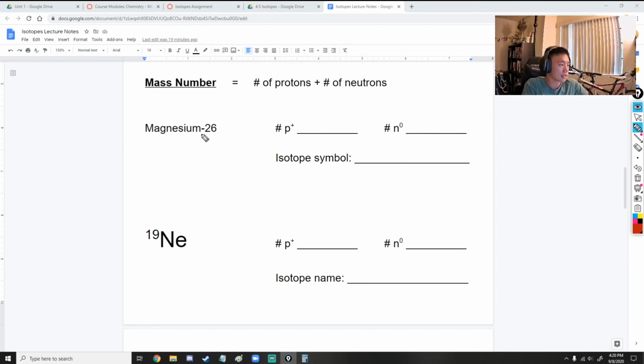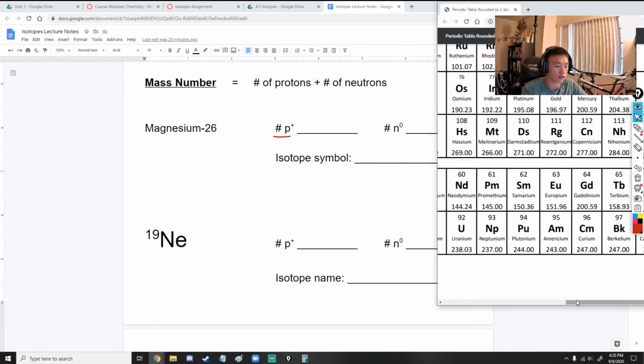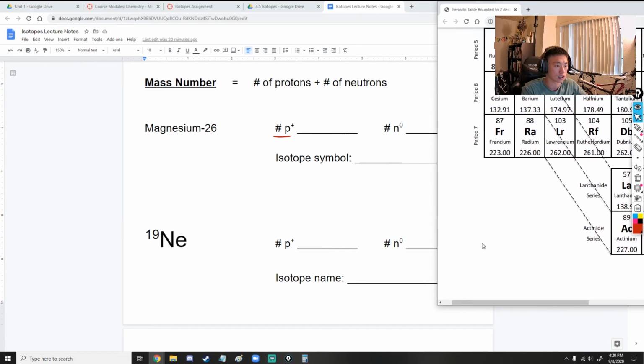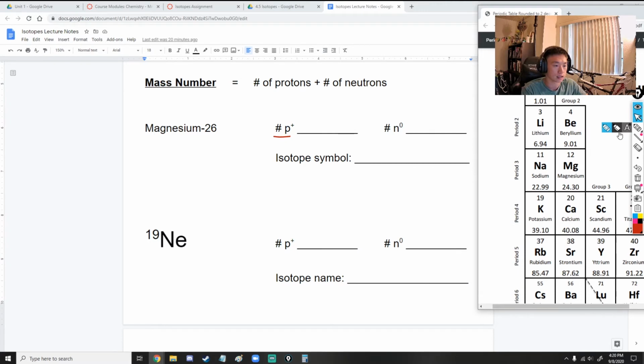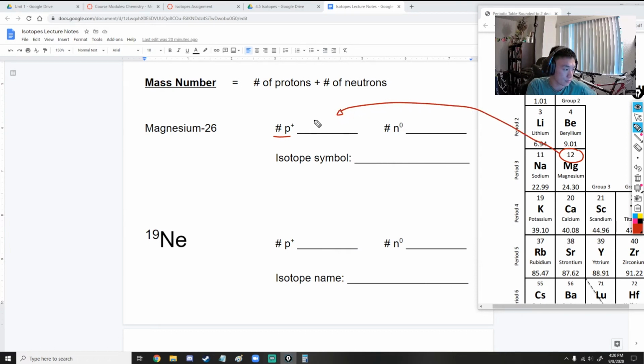We have magnesium-26. The first thing it asks us to find is the number of protons. That should be pretty simple. All we have to do is go to our periodic table and look for magnesium. You will find magnesium in the top left. To figure out how many protons it has, we just need to look for the number on top. The number on top is the number of protons, so it's the number 12. I'm just going to draw an arrow so it's easy to look at. There you go.